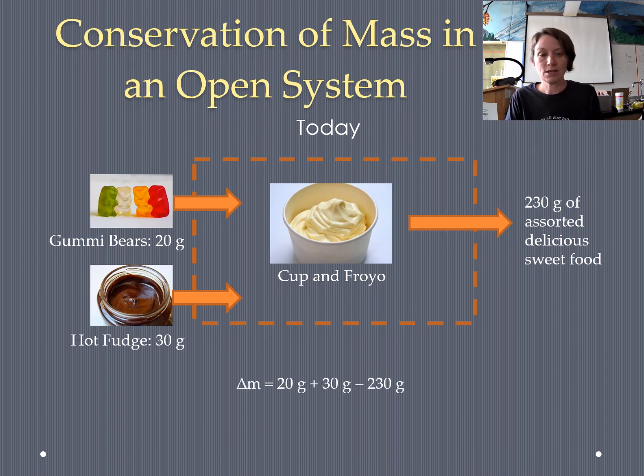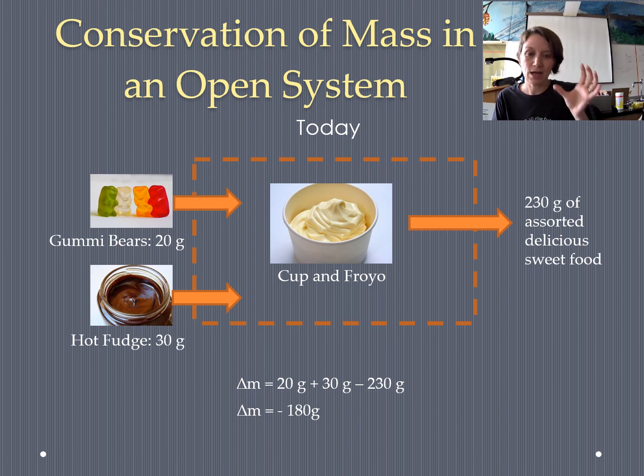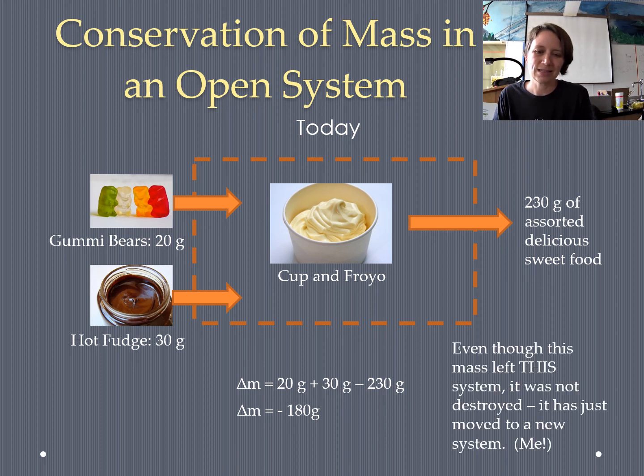Instead, we're going to talk about delta mass for this system. You can calculate the overall delta mass: add the inputs and take away the outputs. So positive 20 grams, add another 30 grams, that's the gummy bears and the hot fudge, and then subtract out the 230 grams that you ate, and you will end up with an overall delta mass of negative 180 grams for that system. So that cup lost 180 grams of mass somehow over the course of the day.